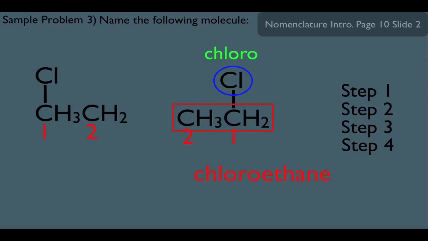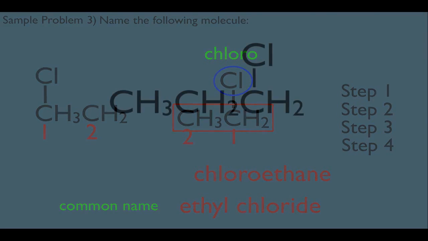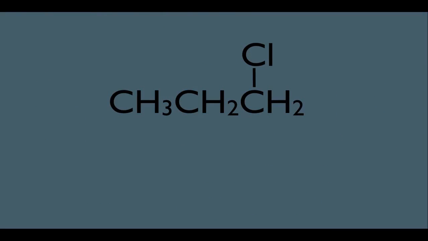And while we're looking at this, let me just make sure you know his common name. He's also called ethyl chloride. Now, careful with this. This redundancy is only for this particular case. For instance, let's say you had this molecule right here. If you were going to number him correctly in step 2, this would be the correct numbers. And the name of this molecule would be 1-chloropropane. In this case, you need to put the 1 because technically there is such thing as 2-chloropropane.